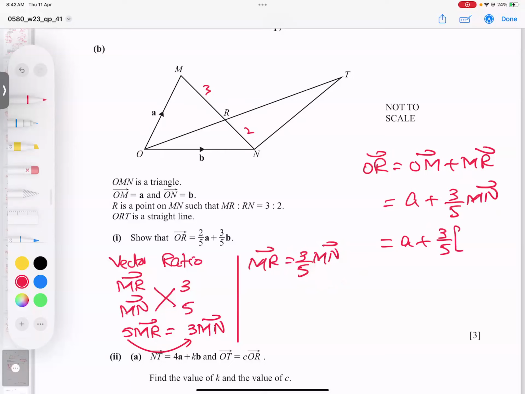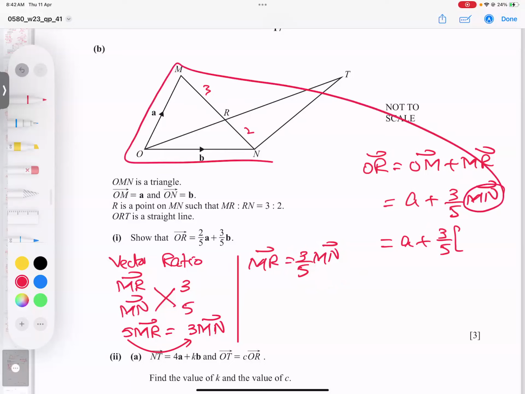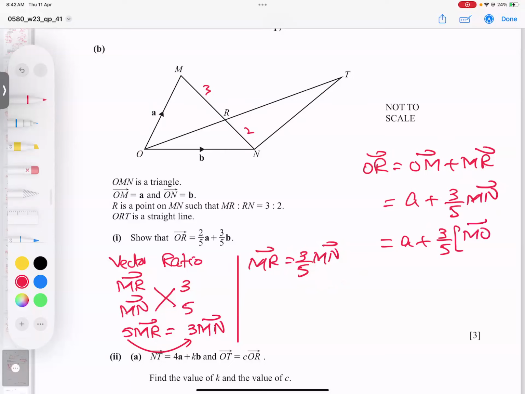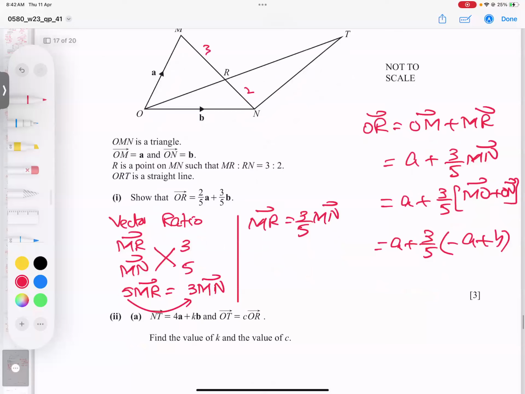And I'm writing what here? M to O, O to N. And what is M to O? It is a very clear approach. You know it, going this way is a, coming backward is minus a. Minus a. And ON is b. So I'm writing here b. Expand the bracket. Plus into minus, minus 3 by 5 times a. Plus into plus, plus 3 by 5 times b.